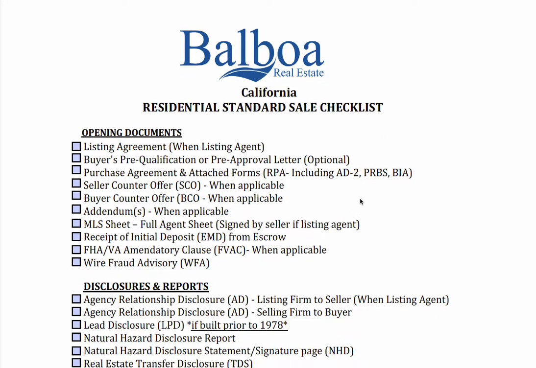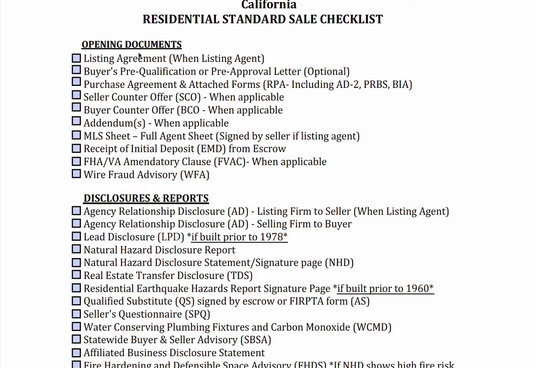These are all grouped up. We start with our starting documents: the listing agreement, obviously, from the listing agent. If you're the buyer's agent, you don't need to submit it, of course. Buyer's pre-approval or pre-qualification from a lender is optional, not necessary, but helpful to have. The RPA, residential purchase agreement, comes in a bundle, which includes some of the forms on here. But sometimes agents take the RPA itself out of the bundle.